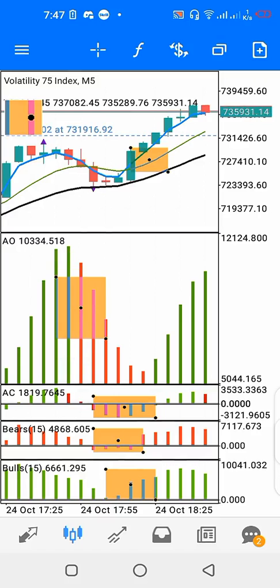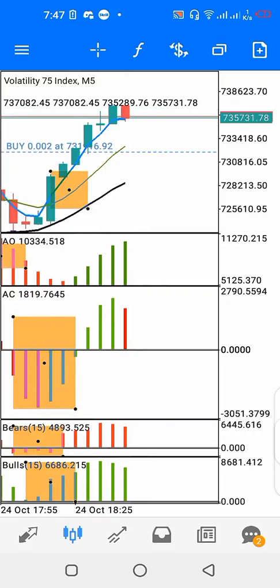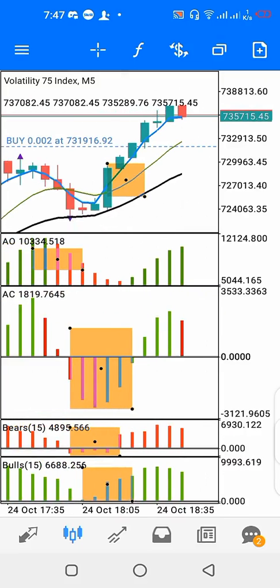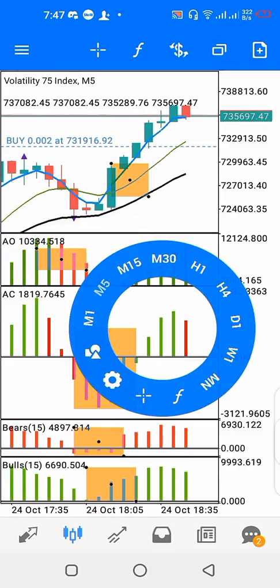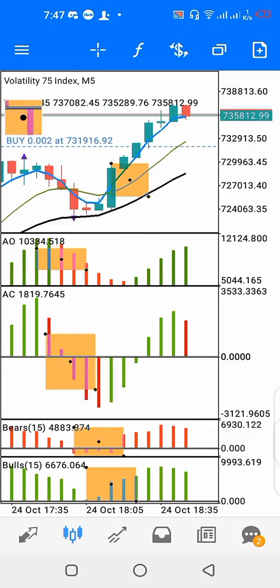For sell trade, if they are colored red below the zero level, that's a good time to place a sell trade. But sell trade can start above the zero level. For sell trade, when the colors change from green to red, that's time to place sell trades.